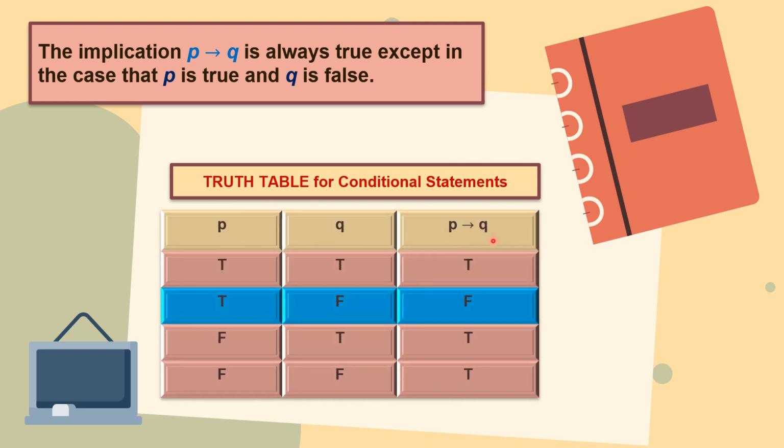Since P implies Q, where P is the hypothesis and Q is the conclusion, then if the hypothesis is true and the conclusion is true, then the statement is true. If the hypothesis is true and the conclusion is false, then the statement is false. If the hypothesis is false and the conclusion is true, then the statement is true. If the hypothesis is false and the conclusion is false, then the statement is true.